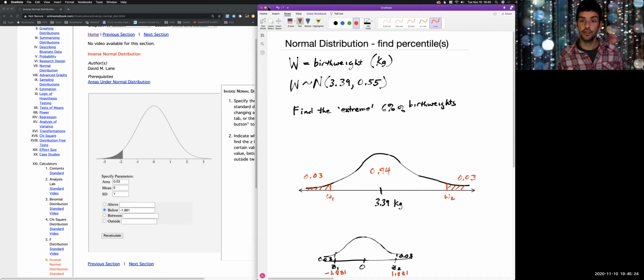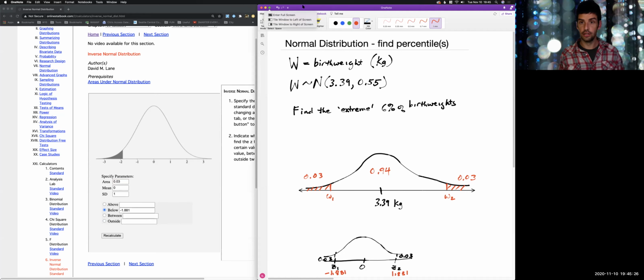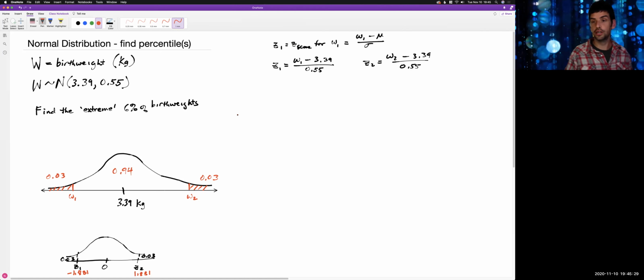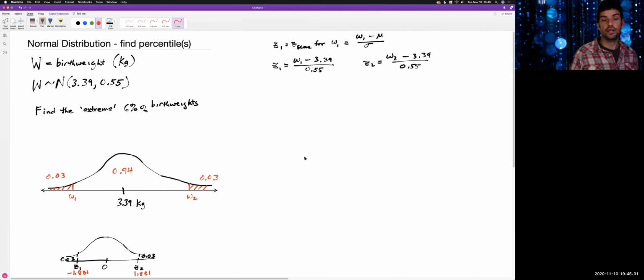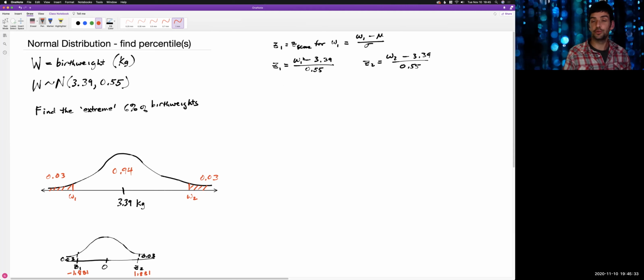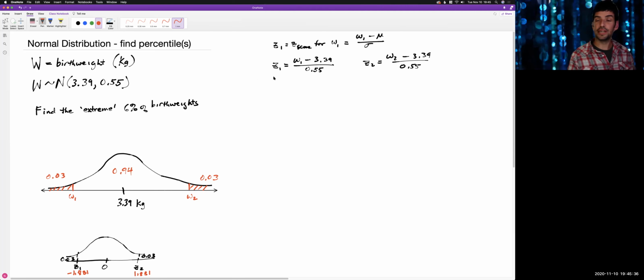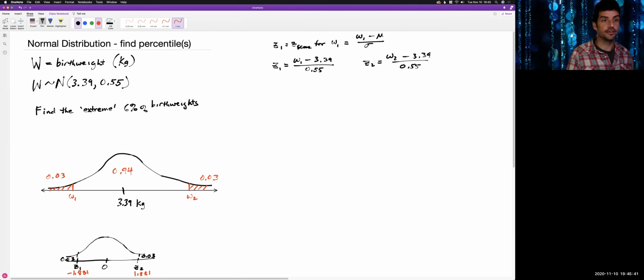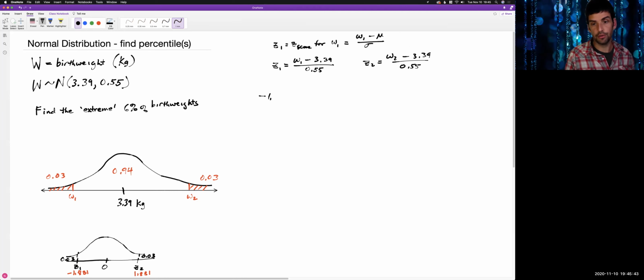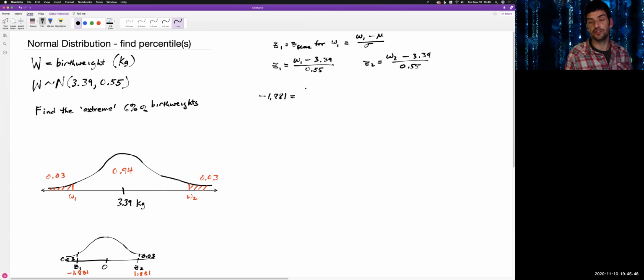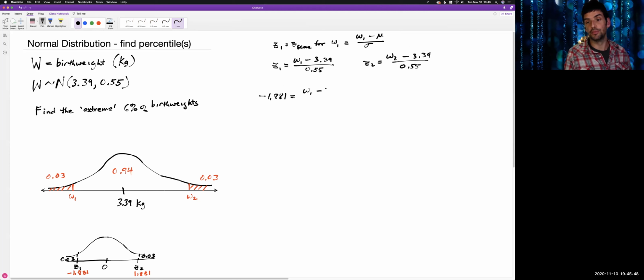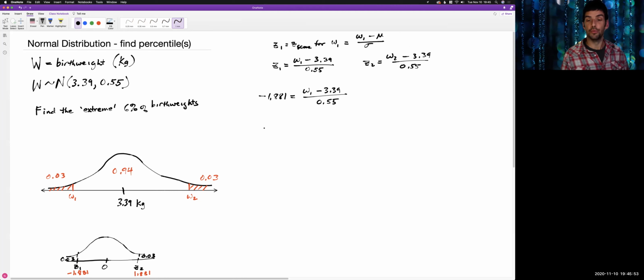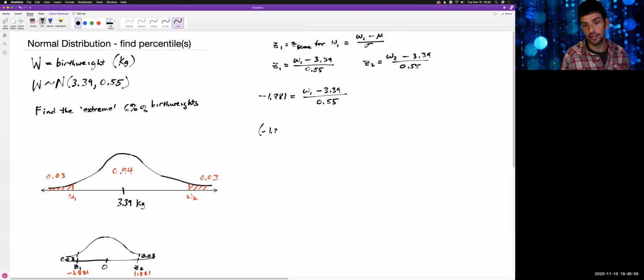All right, so now let's go back to our work. Remember what we wanted to do. We actually want to know the weights, not the z-scores, but now I have these two equations, right? So Z1 is equal to negative 1.881, which is equal to W1 minus 3.39 over 0.55. We multiply both sides by 0.55.